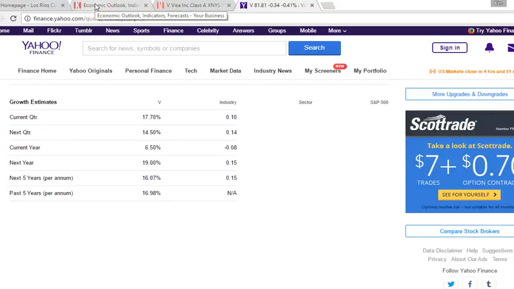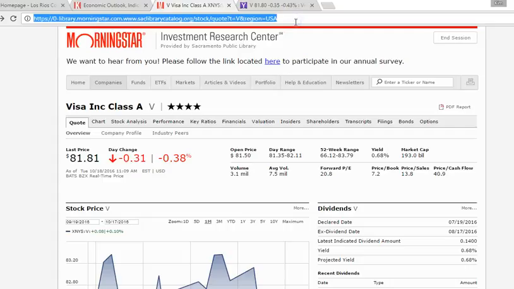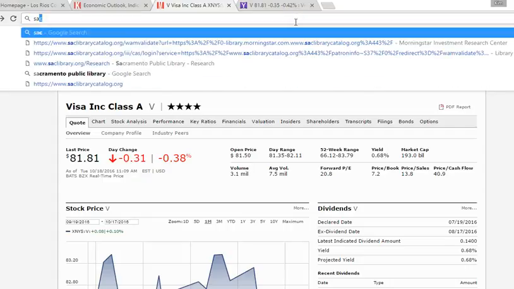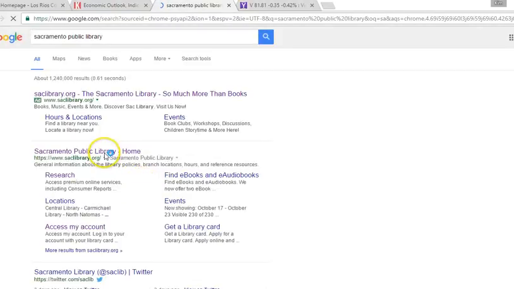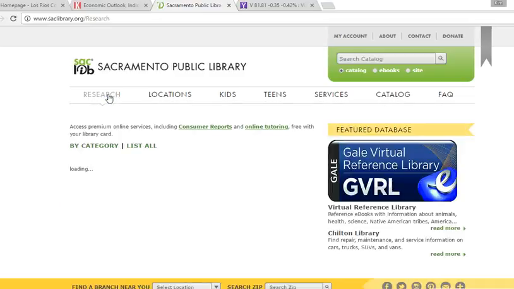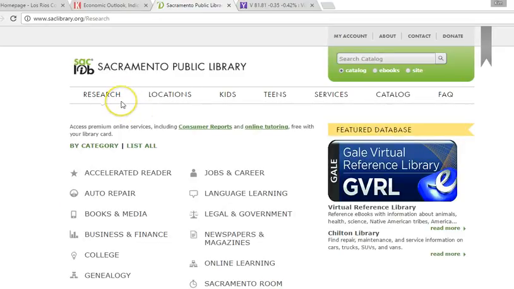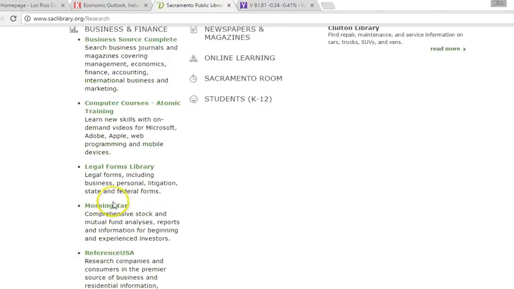I have a library account at the Sacramento Public Library. So let me just show you how this works. If I go to the Sacramento Public Library, by the way, you can sign up for an account online. You do not need to go down there. And it offers you, once online, research materials that I use often. So here under research, I'm going to go under business and finance. And I particularly want to look at Morningstar.